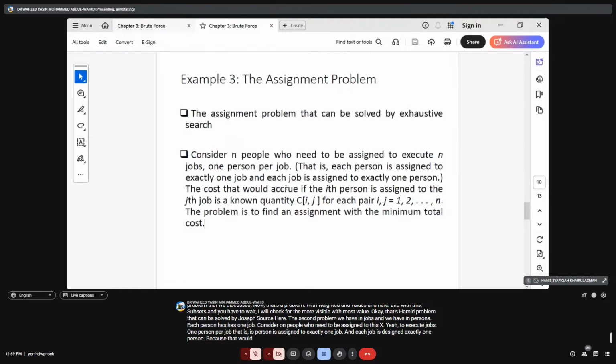The cost that would accrue if the i-th person is assigned to the j-th job is a known quantity C[i, j] for each pair i, j = 1 to n. The problem is to find an assignment with the minimum total cost.